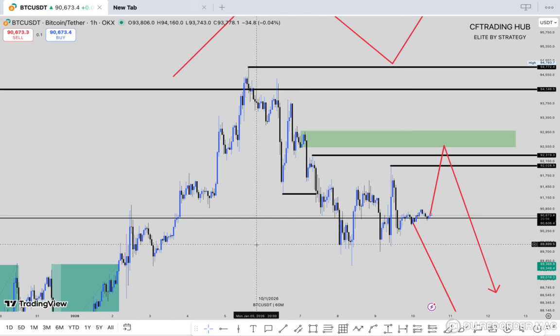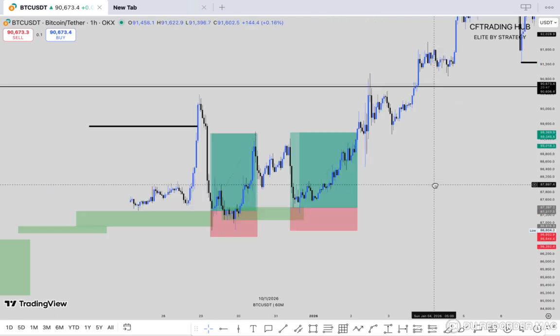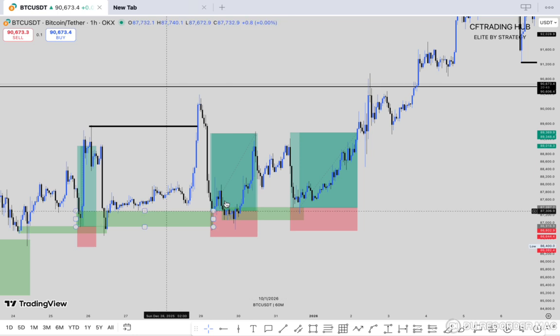So let me find more quick examples. There's always an example. See this particular setup over here. This is a block over here. What do you see happen? This is an inducement, over here. That's an inducement. What do you see happen?